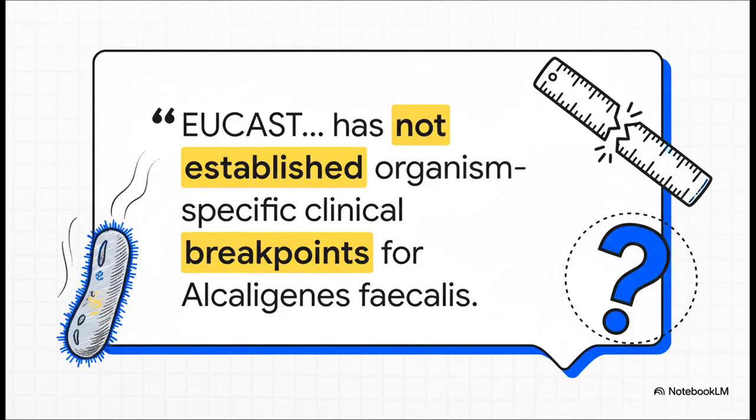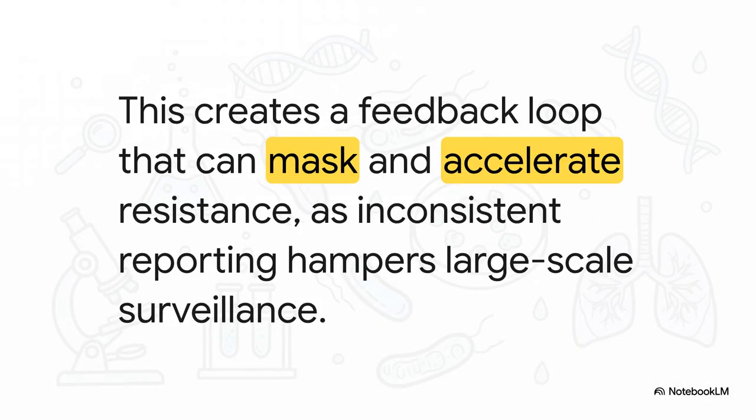Now here is the kicker, and this is a massive headache for every single clinical lab out there. There are no official EUCAST breakpoints specifically for Alcaligenes faecalis. This puts us in a real gray area, making it incredibly difficult to interpret and report susceptibility results with any kind of confidence. And what happens then?